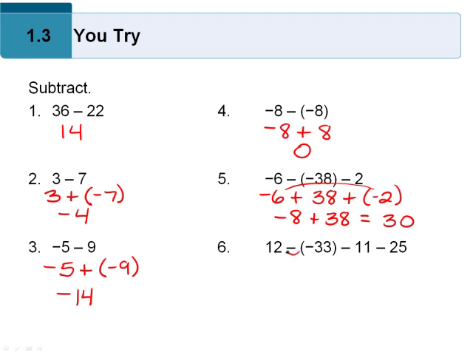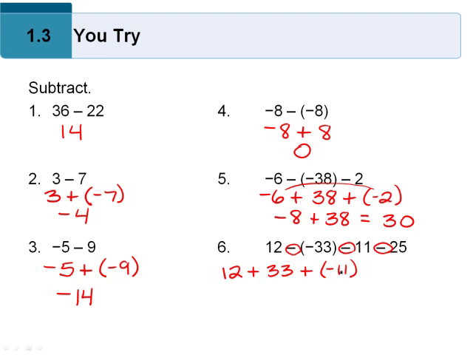So we have 1, 2, 3 subtraction signs here. So we're going to keep the 12, change, and then the opposite becomes negative 33. Positive 33. Sorry about that. All right, and then the 33 is the keep part. Change it to addition. The opposite of 11 would be negative 11. That's really hard to get people to put that negative there, so be careful.